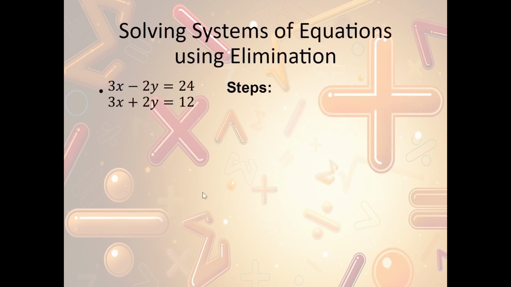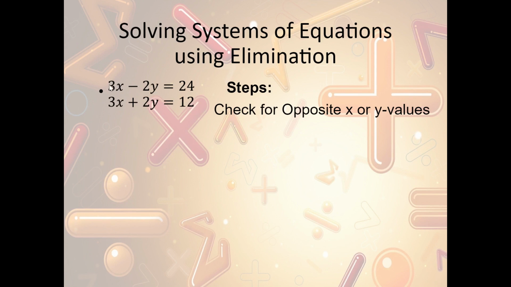Now let's talk about how we can solve this without having to graph. If we're given something like this, 3x minus 2y is equal to 24, and 3x plus 2y is equal to 12, we're going to go ahead and solve this using what we call elimination. So here are the steps. First step is we're going to check for opposite x values or y values. Opposites mean they have the same integer but with opposite signs.